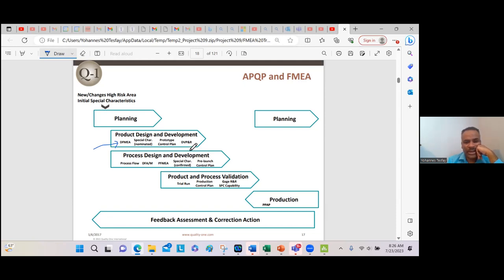Then the next one is you develop the process flow diagram. From the process flow diagram, you develop the FMEA, and you come to the pre-launch.